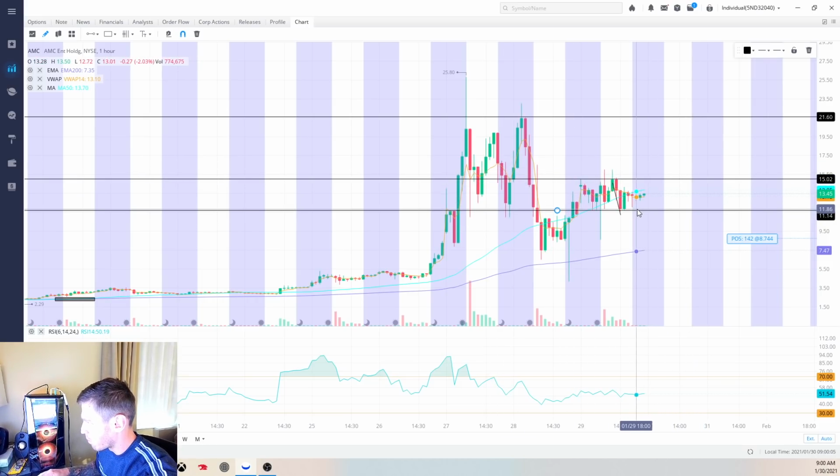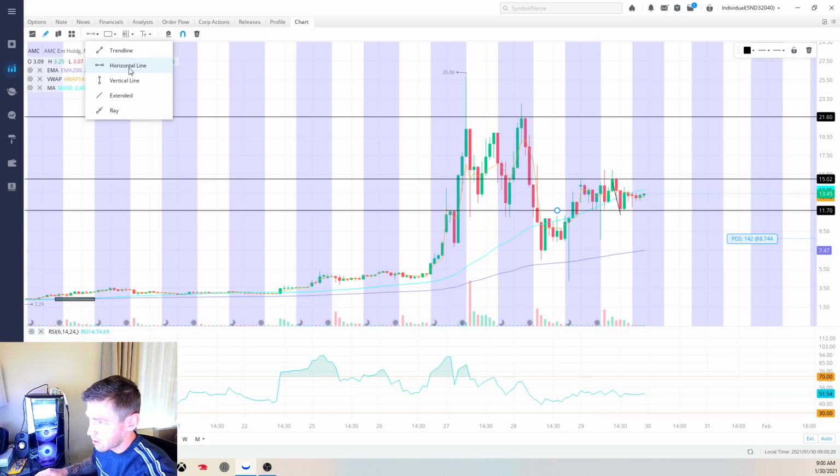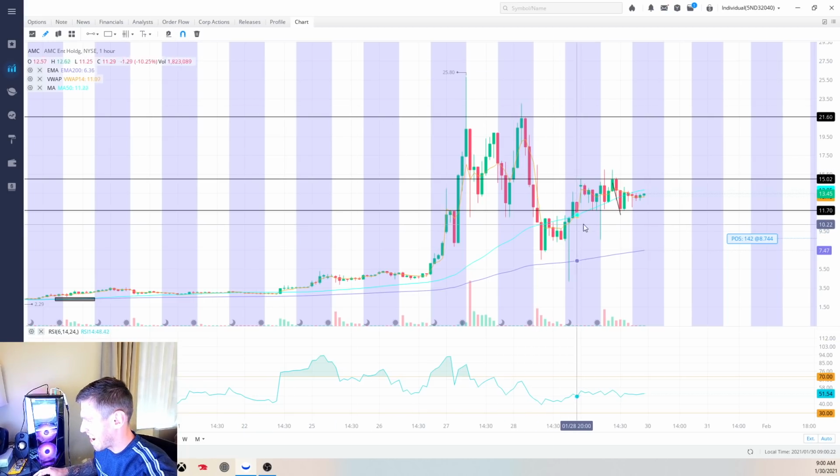What's another good level of support, right? We've got 1, 2, almost 3, 4, 5, 6, 7, 8, 9, 10 different touch points here, 11 touch points here. So that's a good level of support. So in order for you to draw up a level of support or resistance, you can just come over here, click on this little tab, click horizontal line, place it exactly where you want on the chart.